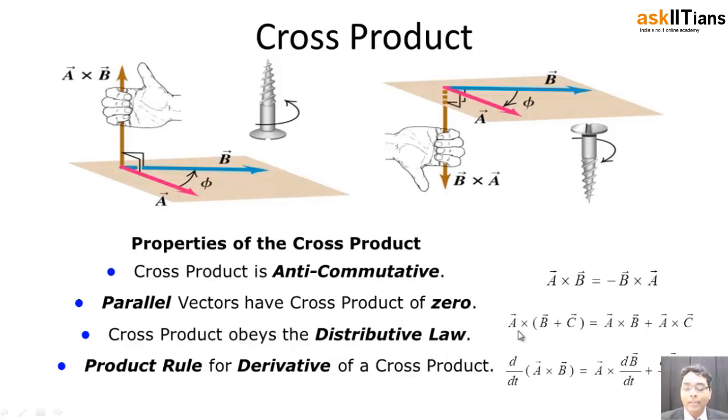So if you have, let's say, A cross (B plus C), in that case this can be written as A cross B plus A cross C. So this is the distributive law that is obeyed by the cross product.